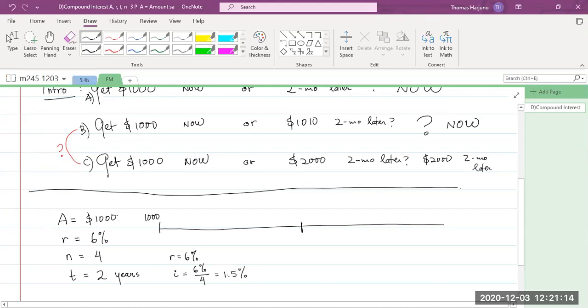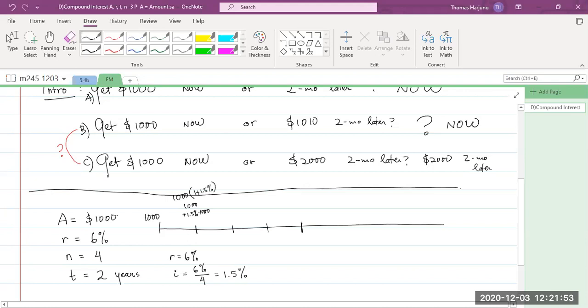Can you follow me? So it means every 3 months, your money will grow 1.5%. Every 3 months, 1.5% extra, 1.5% extra. So your money 3 months after you deposit it will be $1,000 plus 1.5% of that 1,000. Are you with me? Which, if I simplify, is actually 1,000 times (1 plus 1.5%).